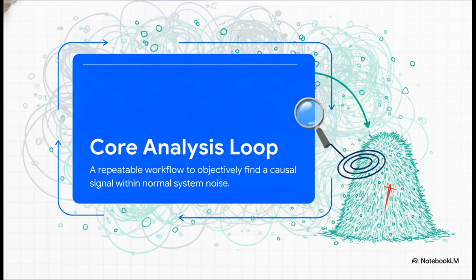At any given second, there are always minor errors, tiny latency spikes, and network blips happening across a perfectly healthy system. It's never just a flat, peaceful green line. So the core analysis loop acts as your ultimate metal detector here. It provides a methodical approach to cutting through all that totally normal chaos to find exactly what is different about the failing requests compared to the successful ones.